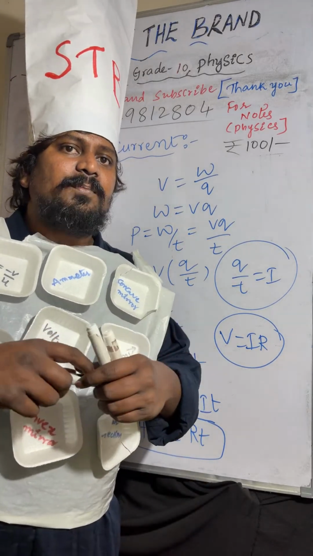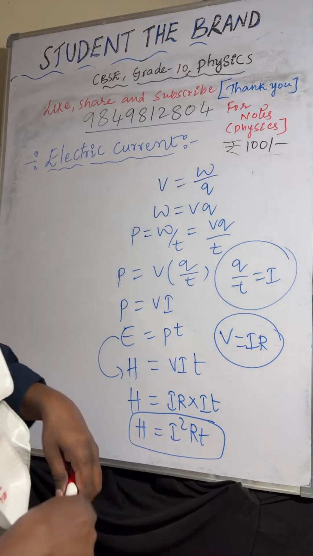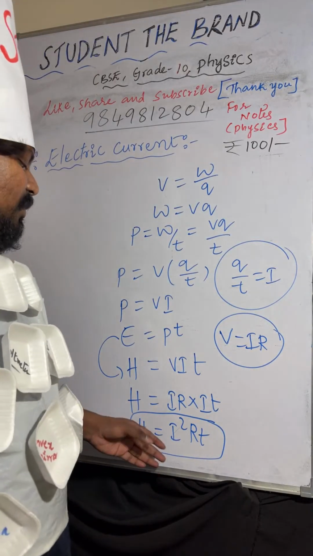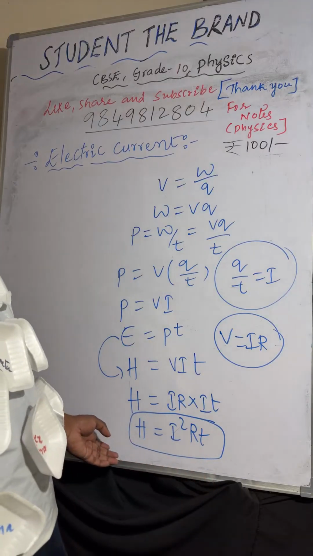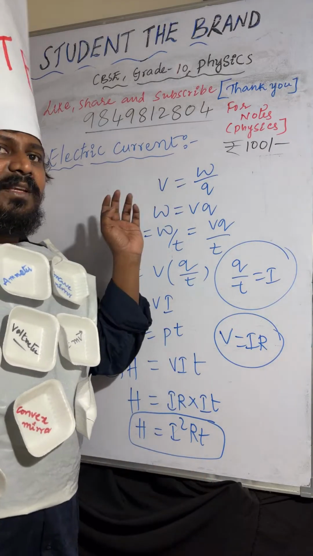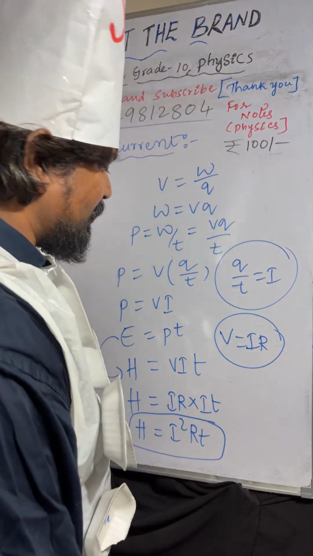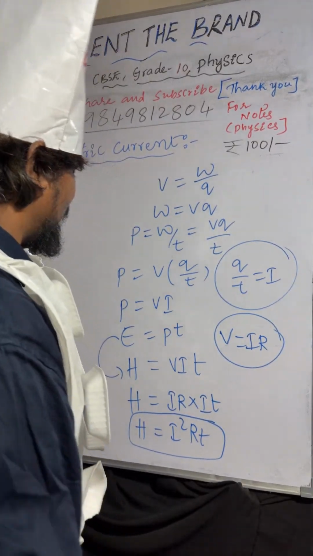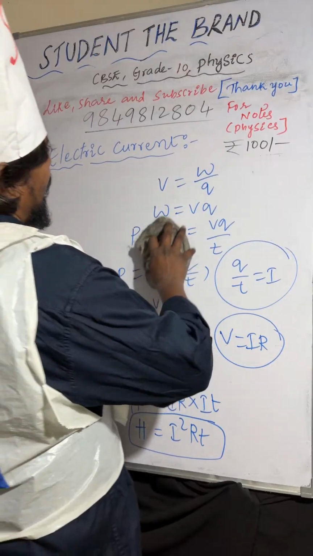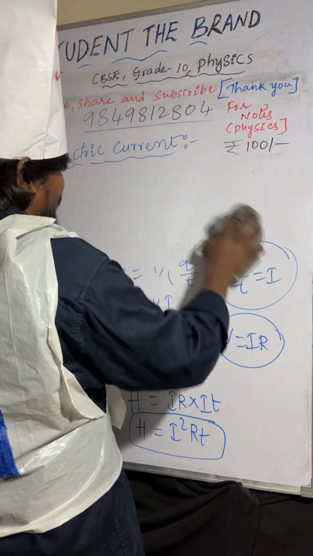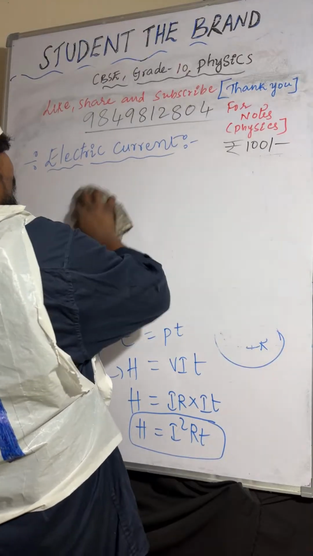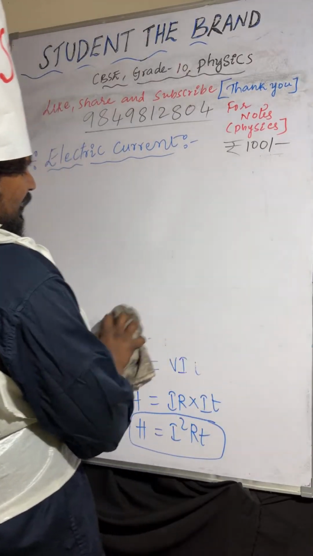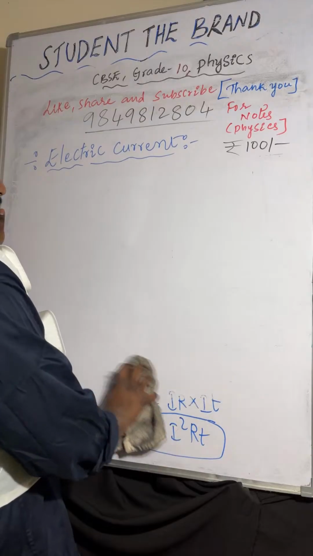Heat produced in the conductor is directly proportional to the square of current, directly proportional to resistance, and directly proportional to time. This is about heating effect of electric current. This is also known as Joule's law of heating. So H equal to I square RT. It is also known as Joule's law of heating.